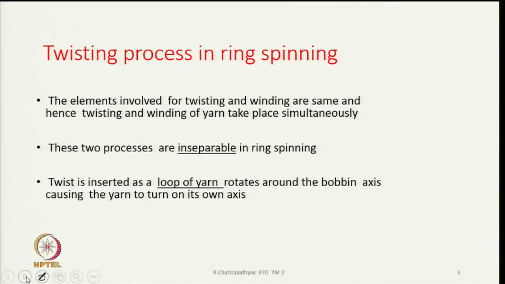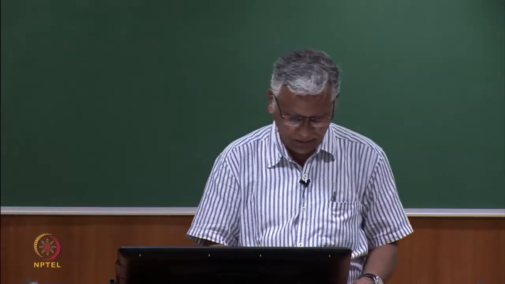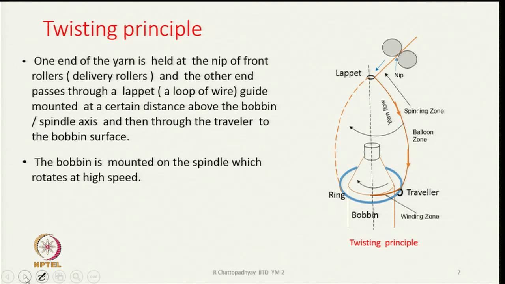Twist is inserted as a loop of yarn rotates around the bobbin axis, causing the yarn to turn on its own axis. So, what we do basically is that a loop of yarn is rotated continuously, and the bobbin is placed within this loop of yarn, which is rotating. And therefore, every rotation of this loop is going to add one turn of twist. Now, if we look at this diagram, it will be clear.